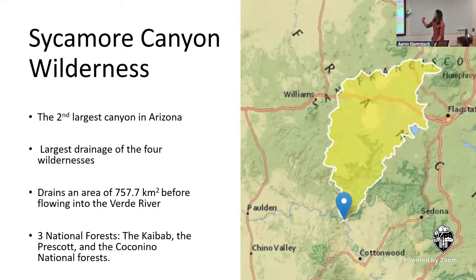So we're going to be focusing on Sycamore Canyon Wilderness. This is the 2nd largest canyon in Arizona. It's the largest of the 4 wildernesses, and it's a huge area. Three national forests, the Kaibab, Prescott, and Coconino National Forests, are all within its boundaries, or part of it falls within their boundaries rather.